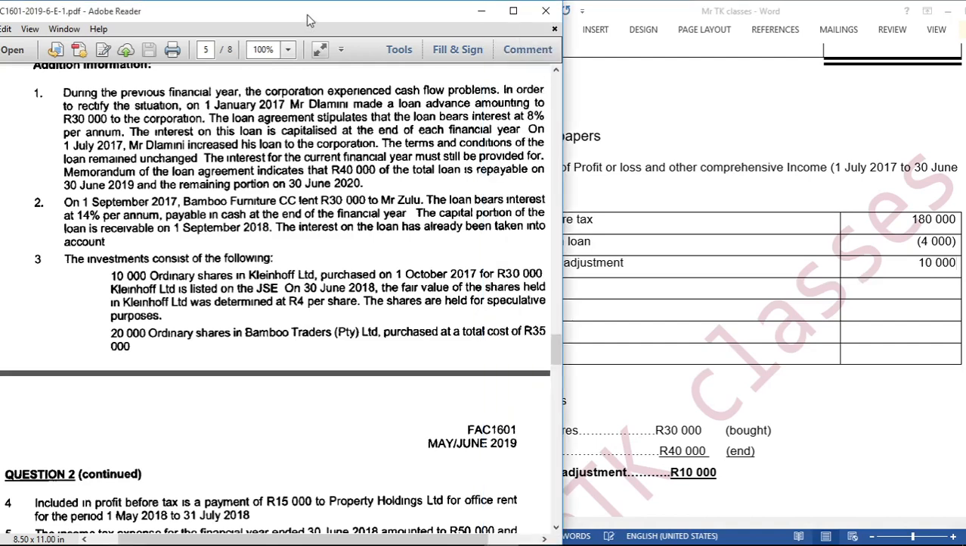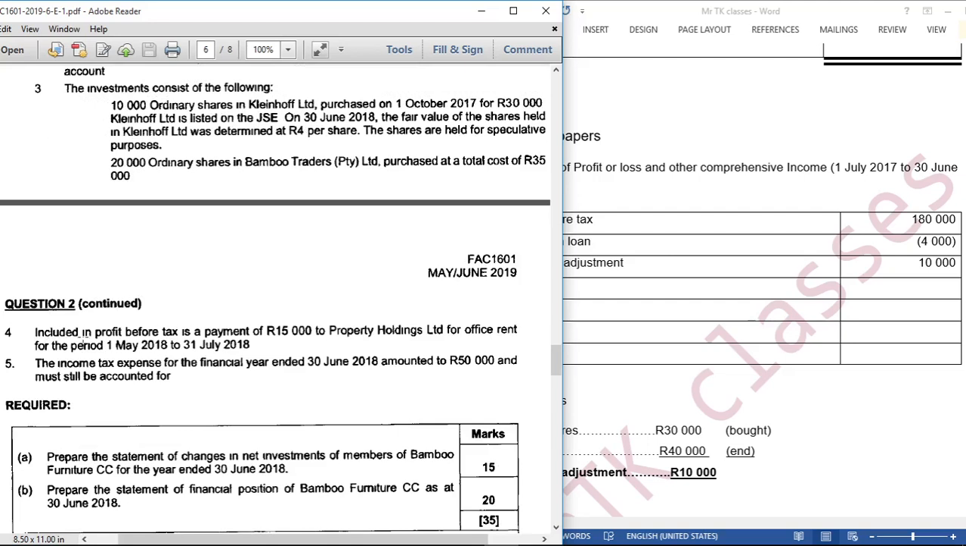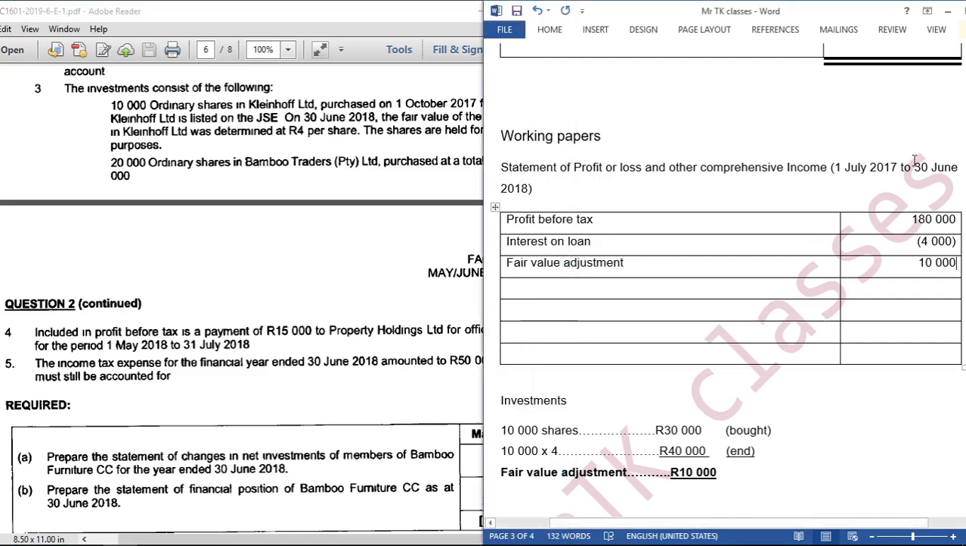Okay. Then 20,000 ordinary shares in Bamboo Traders Private Limited, purchased at a total cost of 35,000. All right. Then we move on. Included in profit before tax is a payment of 15,000 to Property Holdings Limited for office rent for the period of 1 May 2018 to 31 July 2018. When is our year ending? Our year is ending 30 June 2018.